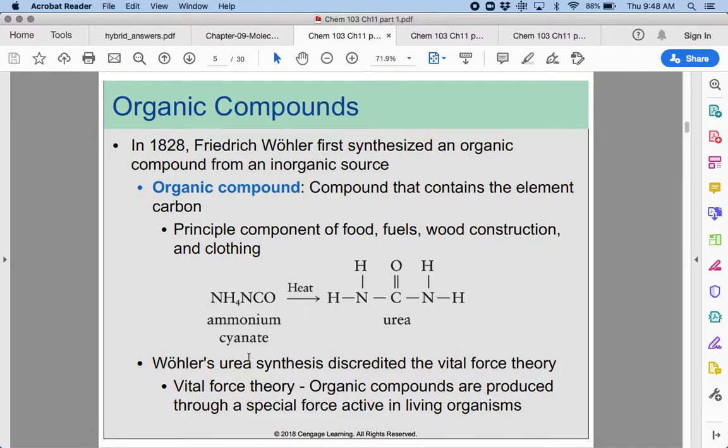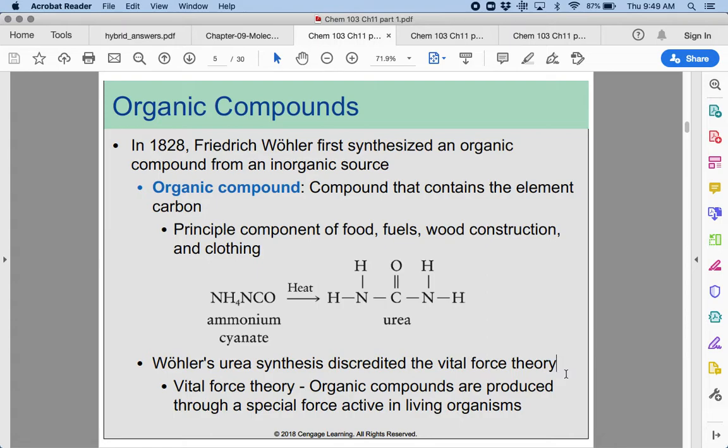And so this ammonium cyanate was not from a person or an animal or anything like that. This was a compound that was able to be produced inorganically, not from a living creature. And through degradation of heat was able to produce urea, which we know at the time came only from animals. So this discredited this concept of the vital force theory.